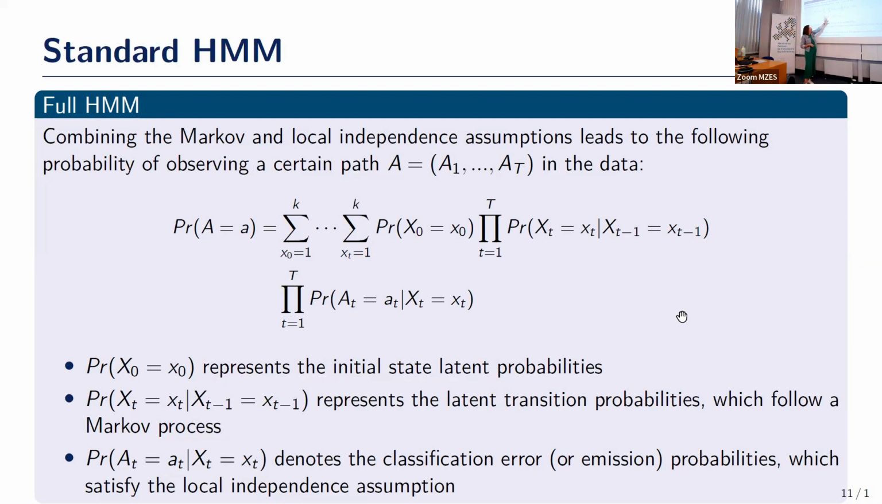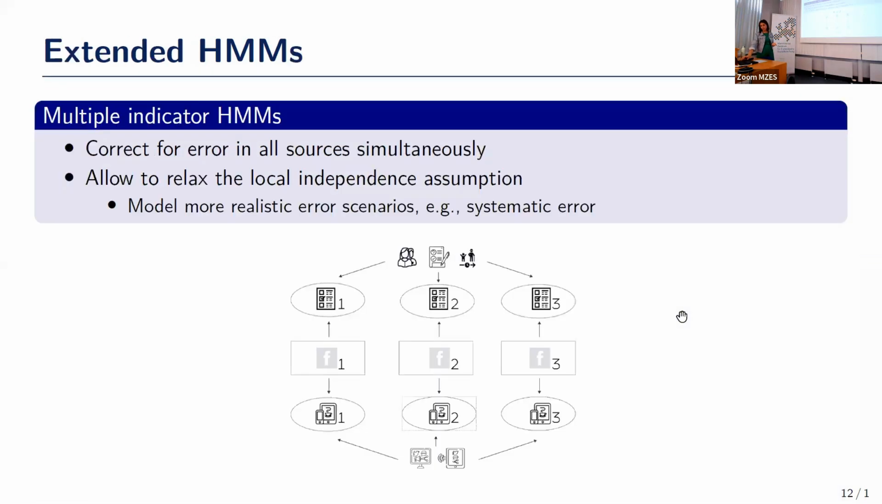And then we have the emission probabilities, or we also call them classification error probabilities. And those are related to the measurement part. That's the probability of observing a specific contract type value in the survey, given the true or latent state, which follows the initial state probabilities and then the true or latent transition probabilities. So those are the 3 components of the hidden Markov models.